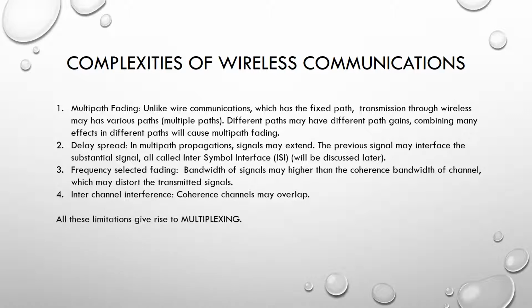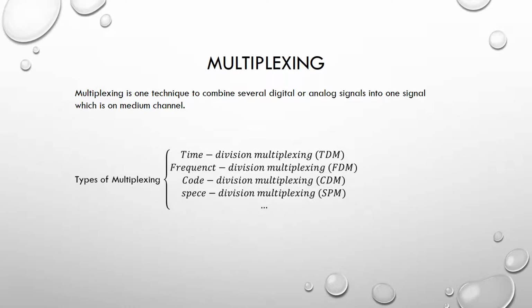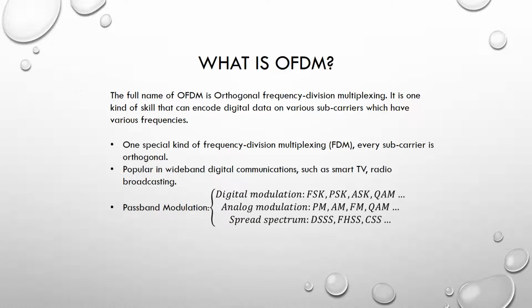All these limitations give rise to multiplexing. What is multiplexing? Multiplexing is a technique to combine several digital or analog signals into one signal on a medium channel. There are some types of multiplexing, such as TDM, FDM, CDM, and SDM.